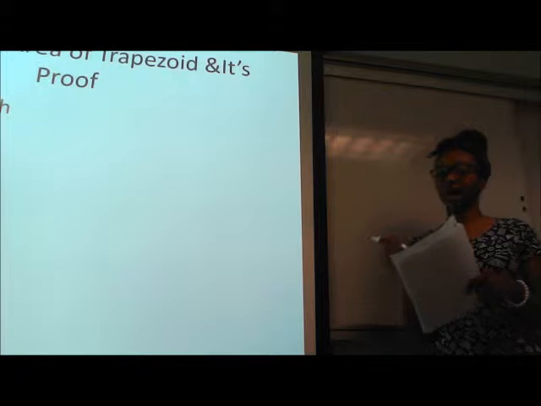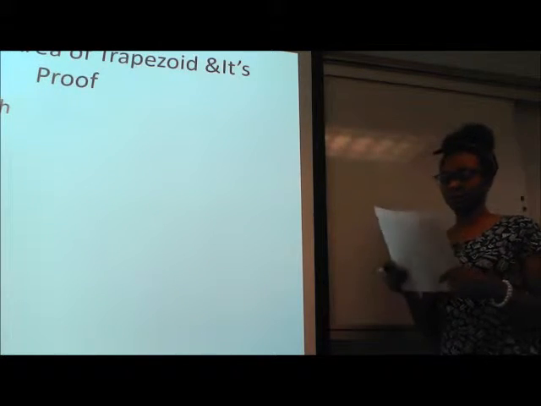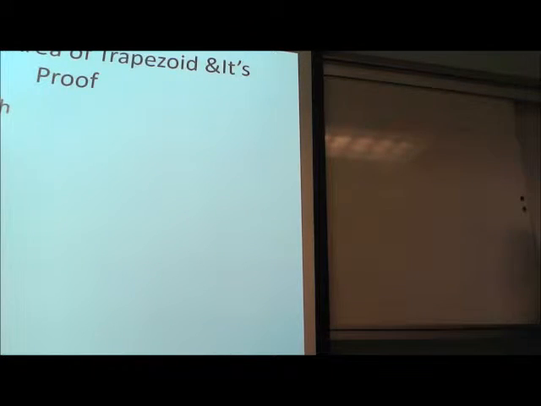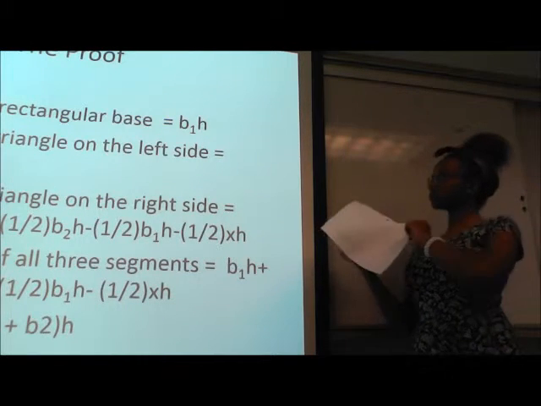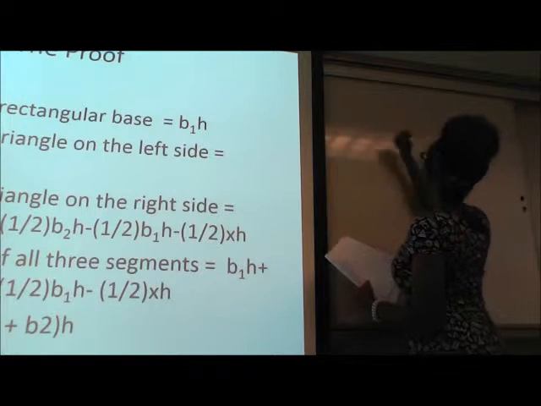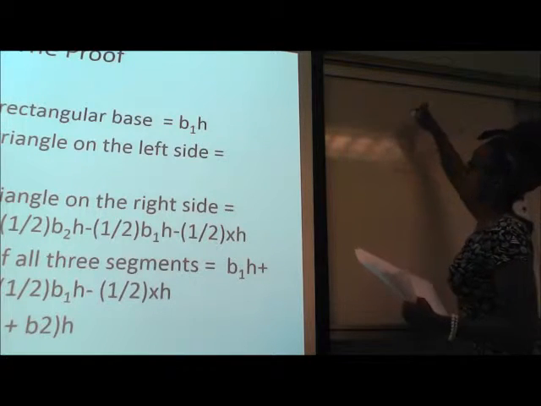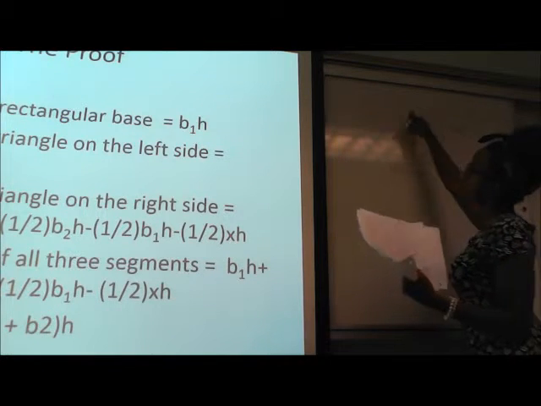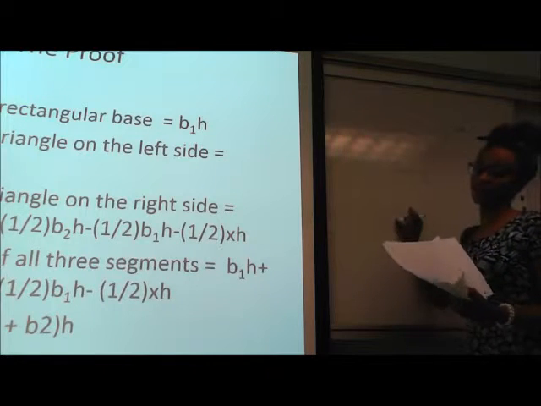A trapezoid is this figure here. And if you look closely, you have a rectangular base and triangular sides. So each individual area has their own formula that's all combined at the end. So the rectangular base is base 1 times the height. The triangle on the left side is 1/2 times x times the height. And then your triangle on the right side is actually expanded.